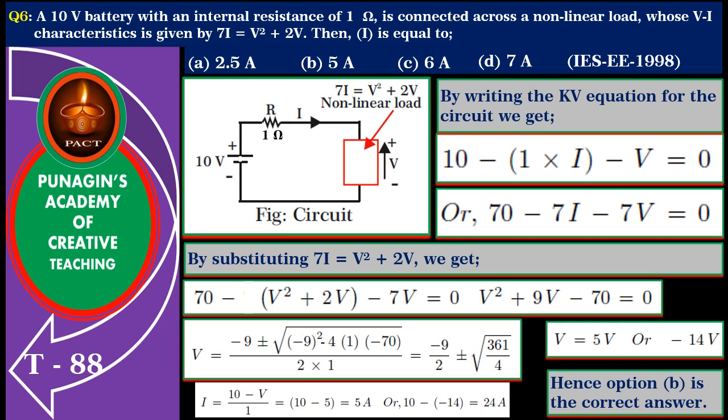By solving this quadratic equation, we get V is equal to 5 volts or minus 14 volts. But I is equal to (10 minus V) divided by 1. By substituting the values and solving, we get I is equal to 5 ampere or 24 ampere. Hence, option B is the correct answer.